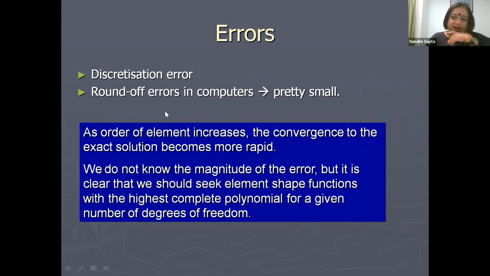And when I take a higher order polynomial, basically what I'm doing is I'm increasing the order of the shape function of my element. So I would say that the order of the element is increasing. So as the order of the element increases, the convergence to the exact solution becomes more rapid. We do not know the magnitude of the error, but it is clear that we should seek element shape functions with the highest complete polynomial for a given number of degrees of freedom. So we should try and choose a higher order polynomial, but we do not always do that. So that is what the next discussion is going to be about. Any questions so far?